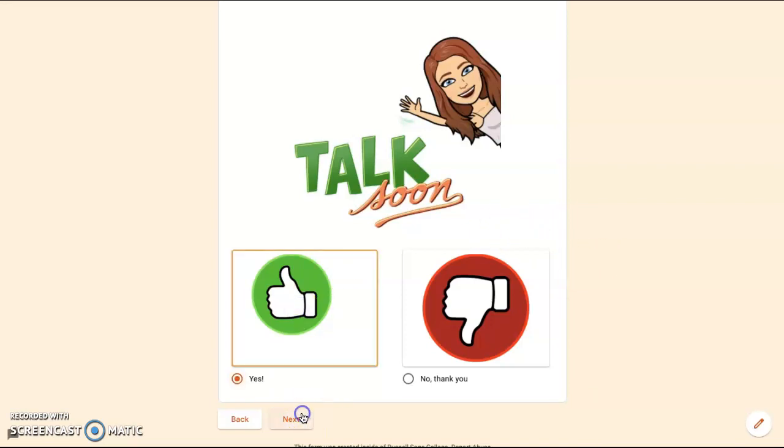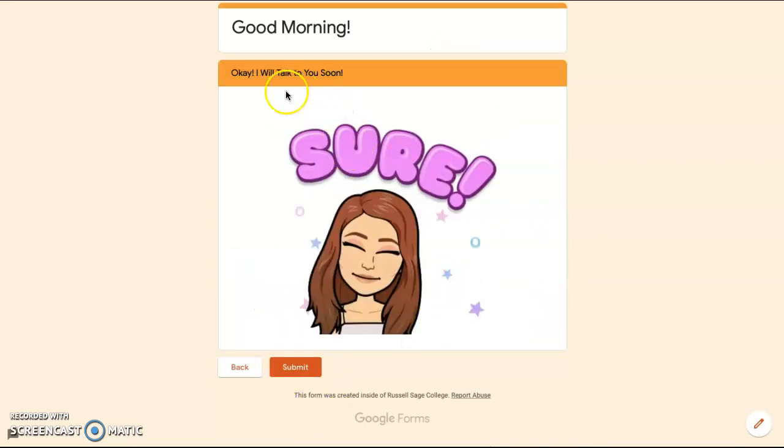So if we pick yes, it says, I will talk to you soon. And that's all that they have to do for attendance. It's a really good check-in with every student every single morning. And then as a teacher, I'm able to look through each of the responses every single day and keep record of who's there and what they said.